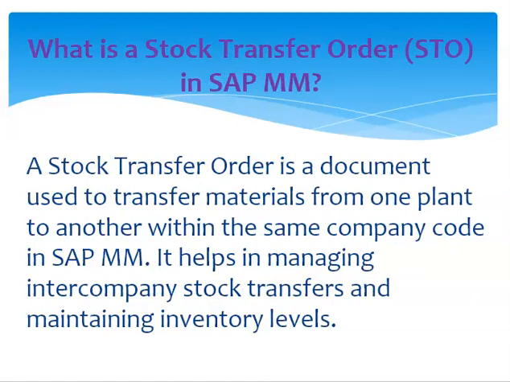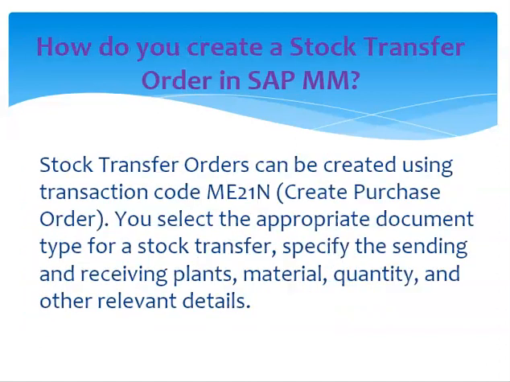What is a stock transfer order in SAP MM? Answer: A stock transfer order is a document used to transfer material from one plant to another within the same company code in SAP MM. It helps in managing intercompany stock transfers and maintaining inventory levels.